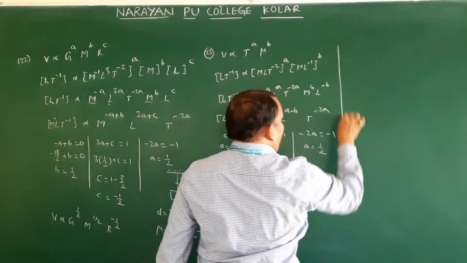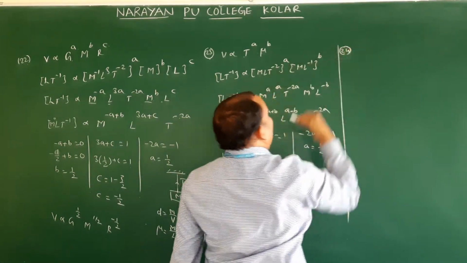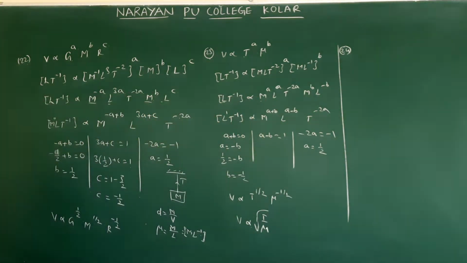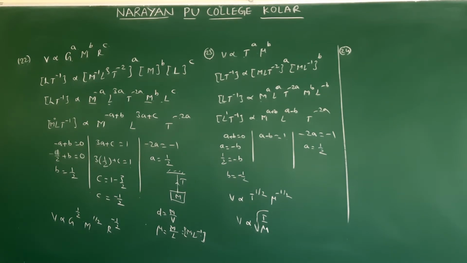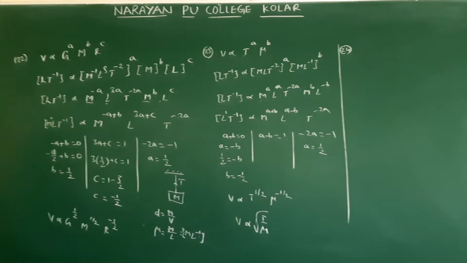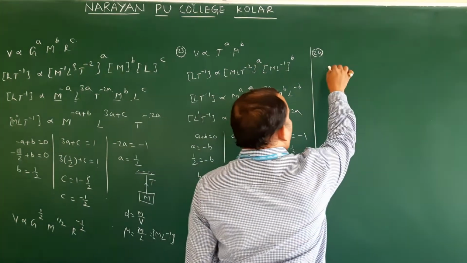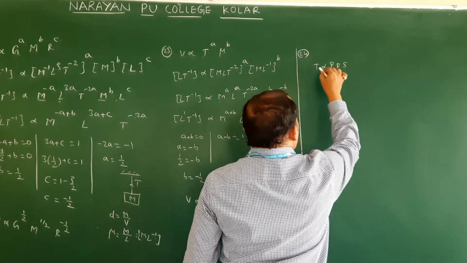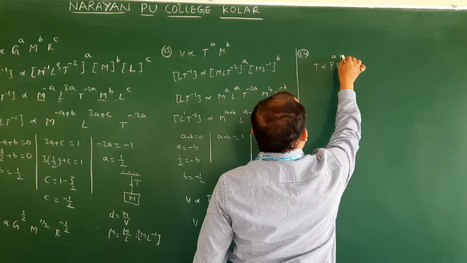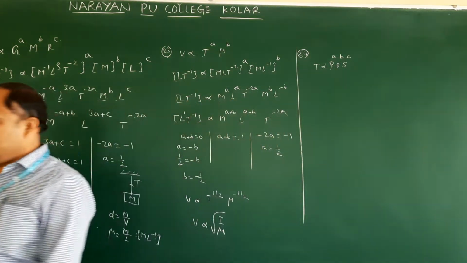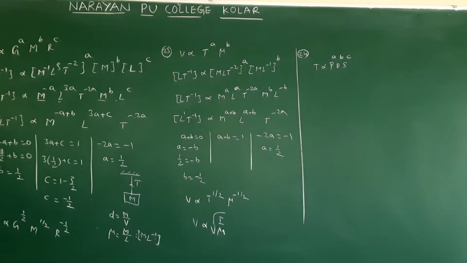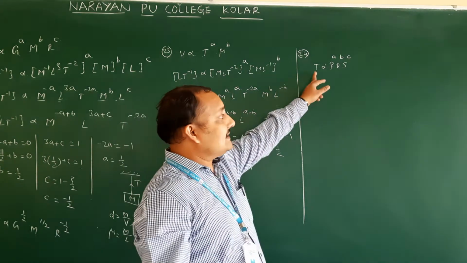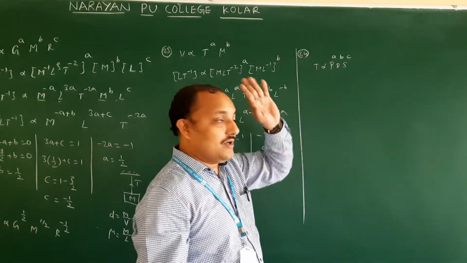Okay. Next question number 24. So what is question number 24 here? This is also same model. The time period T is a function of pressure, density, surface tension. Time period T is a function of pressure power a, density power b, surface tension power c. Correct only? Pressure, density, surface tension. So here T is now time period. They say time period means T only.